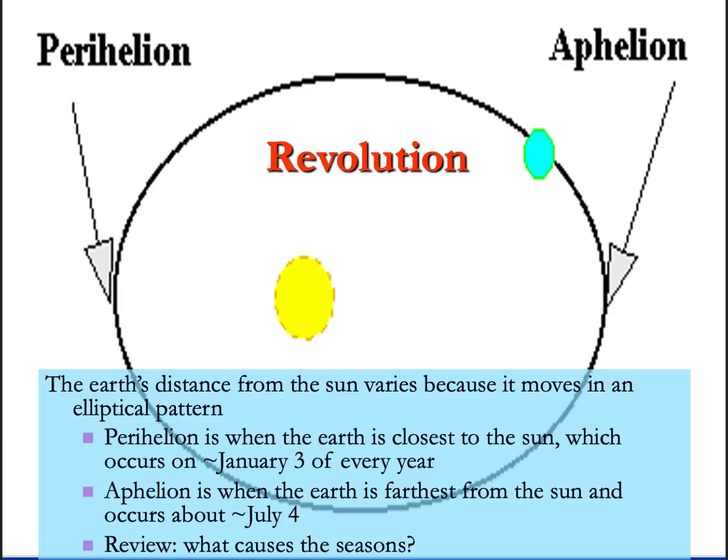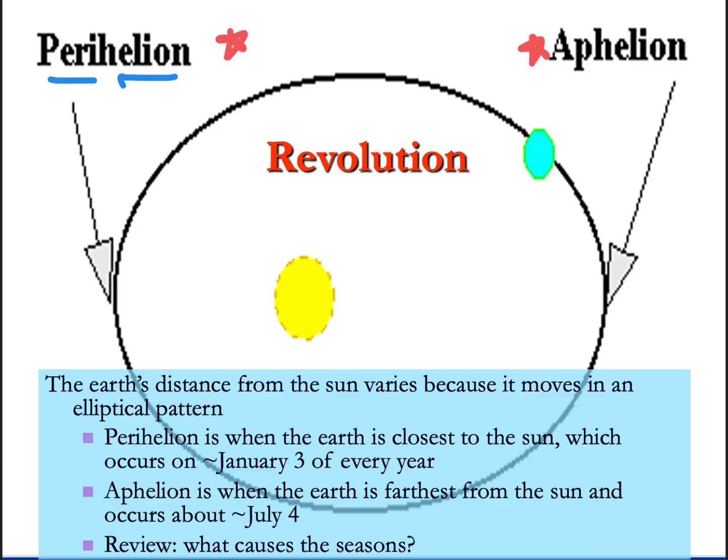Because of this elliptical orbit, sometimes the Earth is closer to the sun than others. These two vocabulary words are really important. Perihelion is the point in an orbit where the planet is closest to the sun, and the planet actually travels faster in this point of its orbit. Peri means close, and helio means the sun. For Earth, this occurs on about January 3rd.